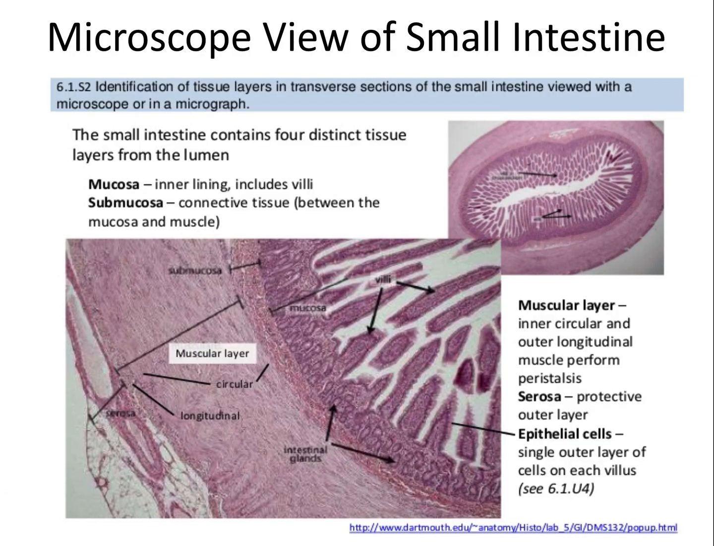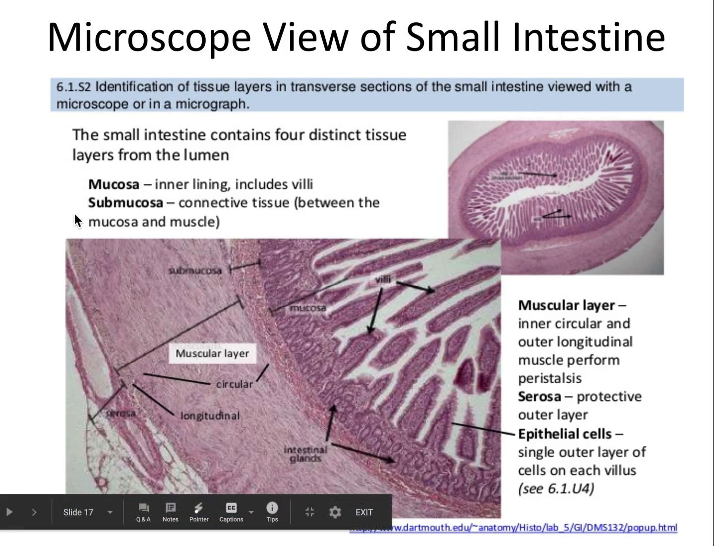You have to be able to, for a test, tell when you're looking at an image of the small intestine. And what gives that away is you can see, here's the muscle layer, but then inside you can see the villi. You can see these large finger-like projections, and that's what gives it away. So this is the skill here: identification of tissue layers in a transverse section of the small intestine viewed by a microscope or a micrograph. So these are from a micrograph.